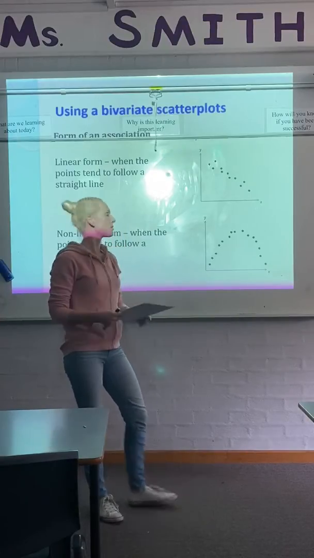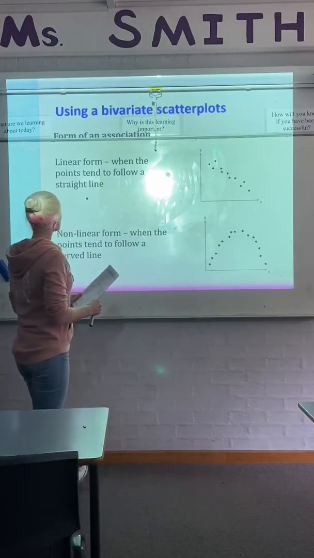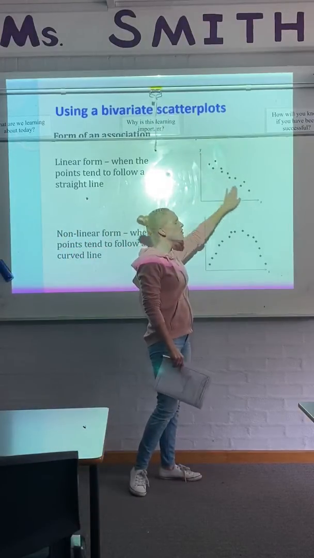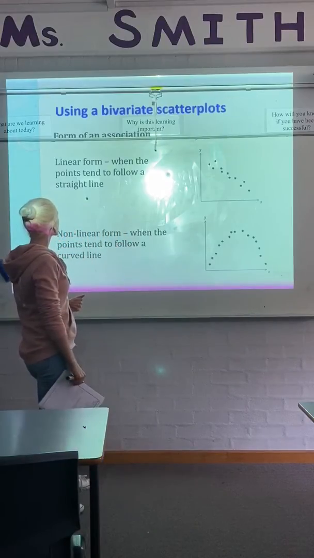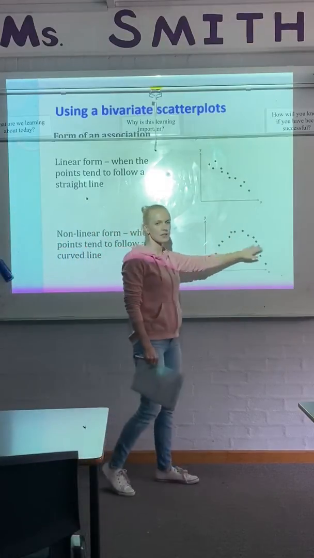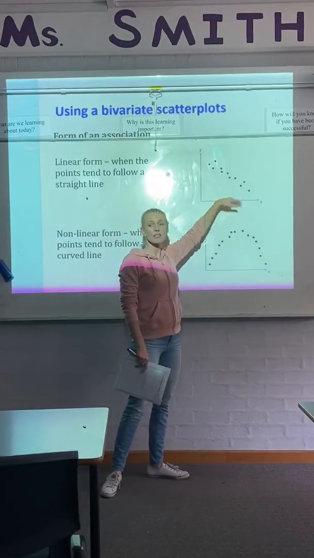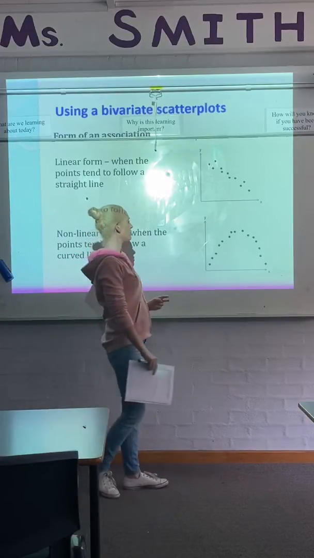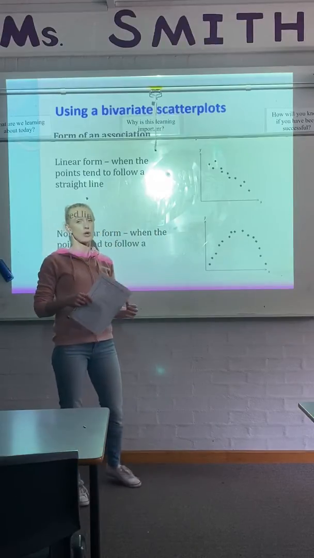Okay, so we need to know some key terms so that we're able to use these key terms in our description. The first thing is the form of an association. There are two forms. We have linear form, where the dots roughly form a straight line, or we have a non-linear form when the points tend to follow a more curved line. Generally, if something has a linear form, we can conclude that there is an association or a relationship between the two variables. So that's the first thing, the form. You've got linear or non-linear. You need to use those two words in your description.